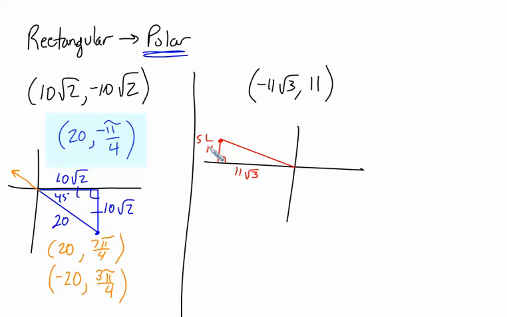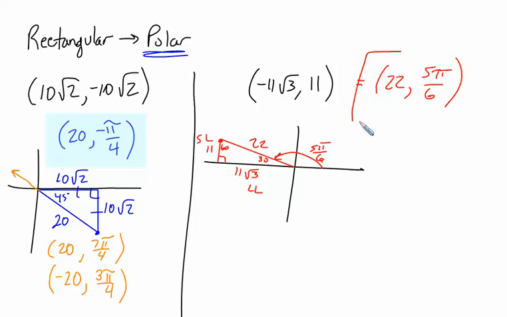This would be our short leg, this is our long leg in a 30, 60, 90 right triangle. So double the short leg gets us the hypotenuse. This would become 22 is its distance from the origin, or its radius. For the angle, this angle here, and hopefully we're all good with the radian measures, this should be 5 pi over 6, which is 150 degrees.